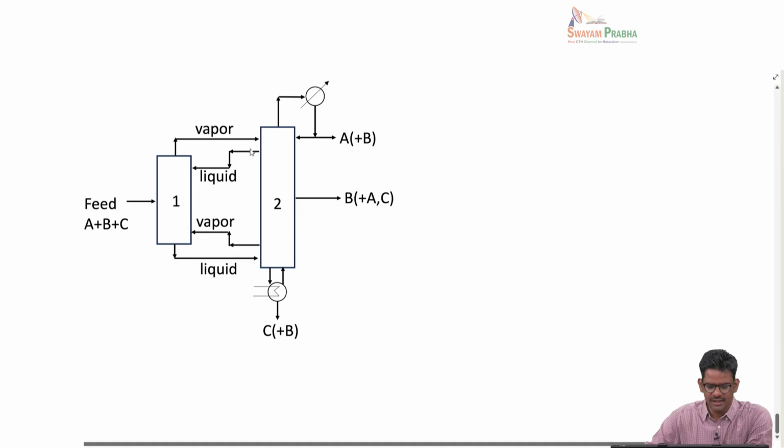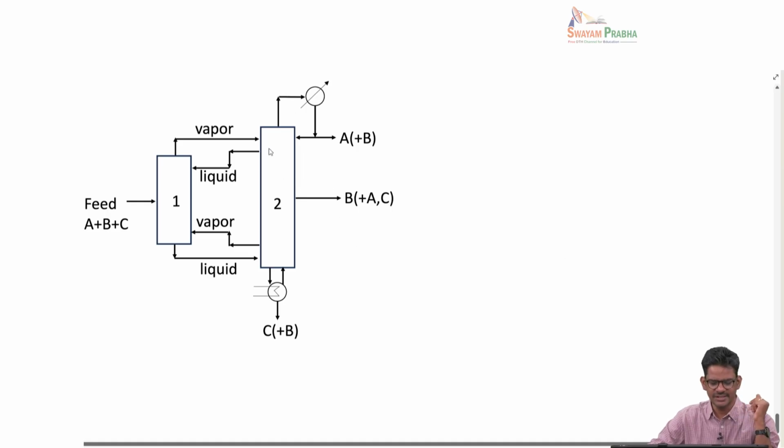Okay, but when this is sent to another column 2, it can be designed in such a way that you get 3 fractions, one at the top, another one at the bottom of the column, and you can also take a cut at the middle of the column somewhere. Okay, so now since we said the relative volatility of A is more than B and B is more than C, you can basically fractionate the components at different locations of the column.